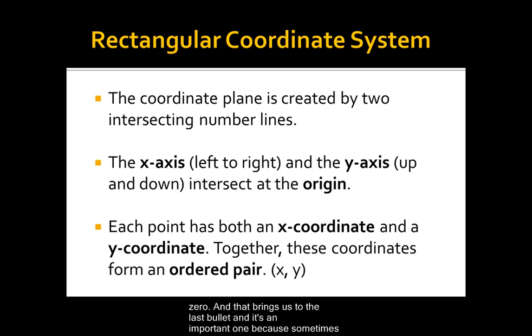And that brings us to this last bullet, and it's an important one because sometimes students get confused. They see two numbers in an ordered pair. They start trying to plot 2 points. Remember that each ordered pair contains both an x-coordinate and a y-coordinate. The order is very important. The x-coordinate is always first, the y-coordinate is always second. Together, those two coordinates form an ordered pair, and that ordered pair only represents one point on the graph. So don't be confused by that.